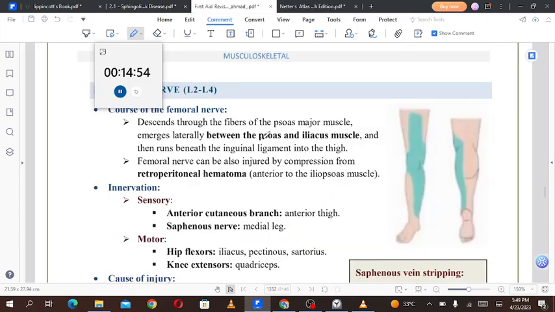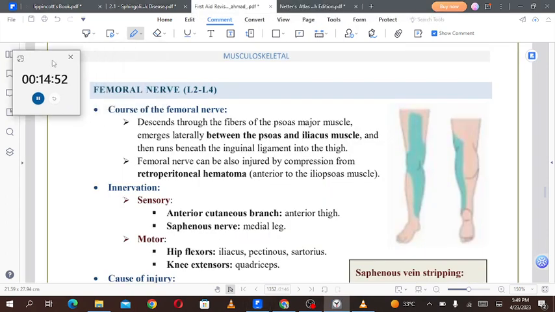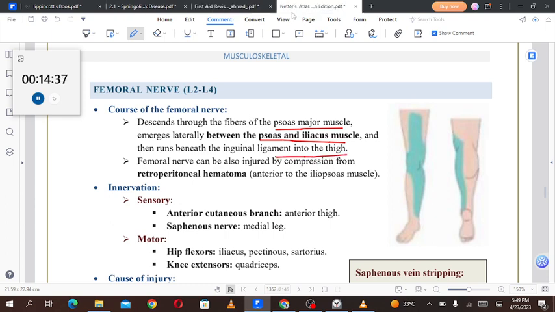Then coming back to our PDF, now we have to talk about the femoral nerve. The femoral nerve descends through the fibers of psoas major muscle, emerges laterally between the psoas and iliacus muscle, and then runs beneath the inguinal ligament into the thigh. So let's see this in the atlas.